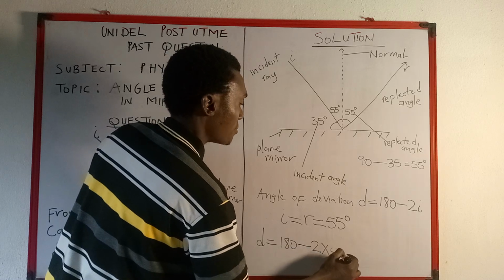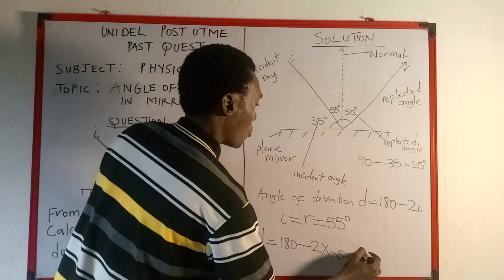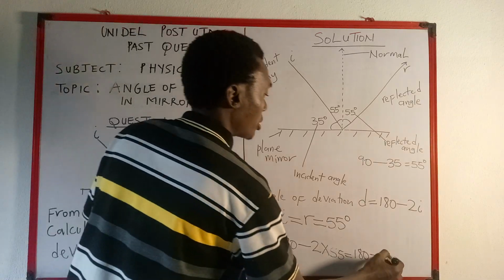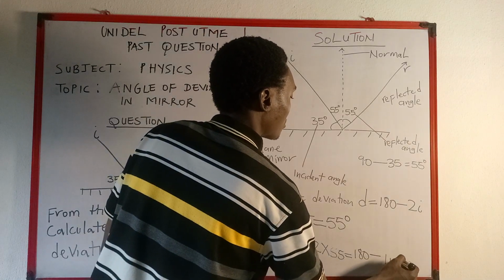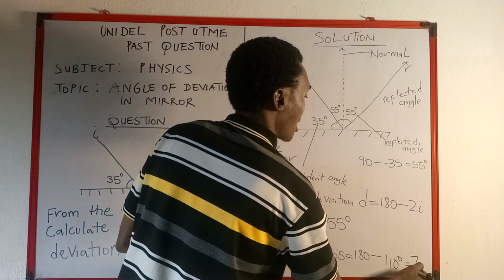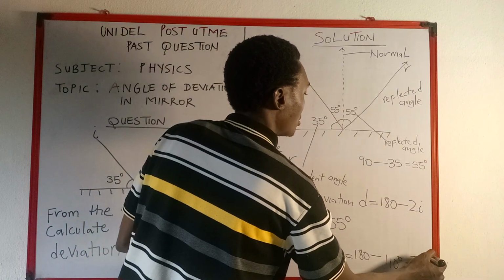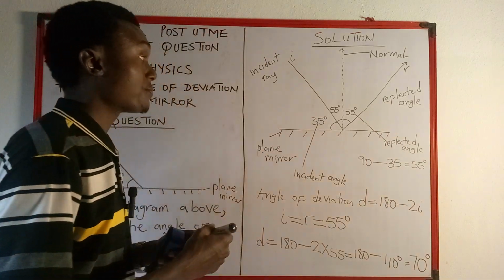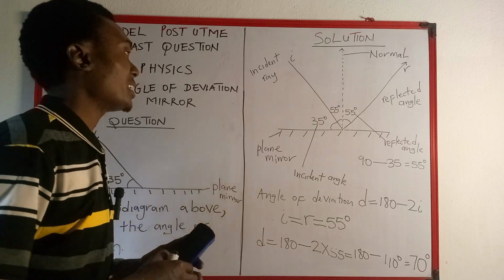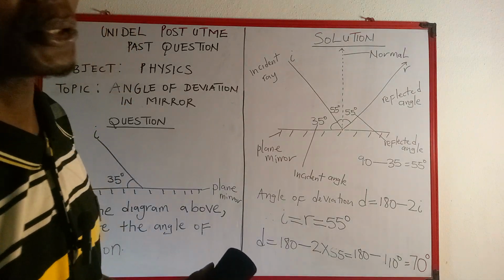Having 55 here, at the end, 180 minus 2 times 55, you have 110 degrees. 180 minus 110 degrees, you're going to have the final answer as 70 degrees. And this is how you solve questions involving angle of deviation in a plane mirror.